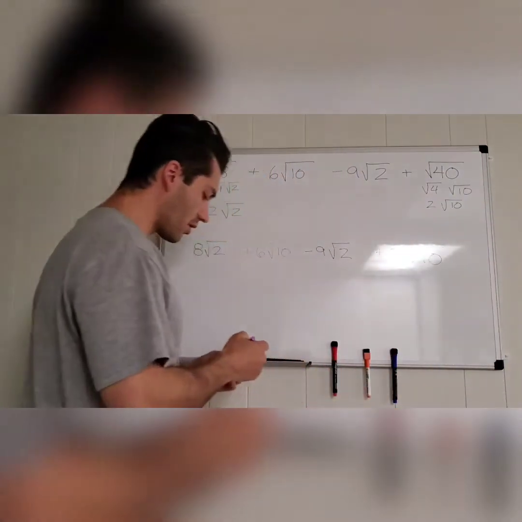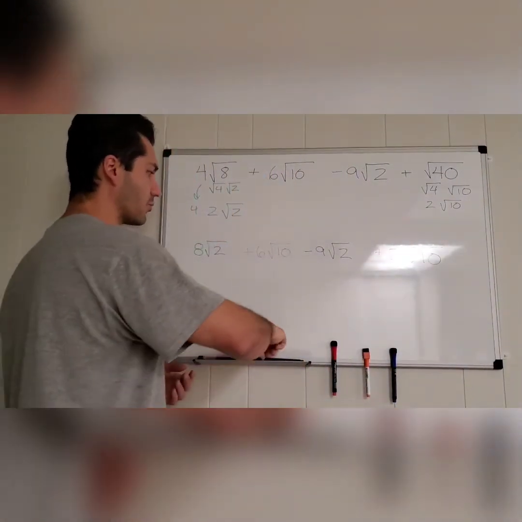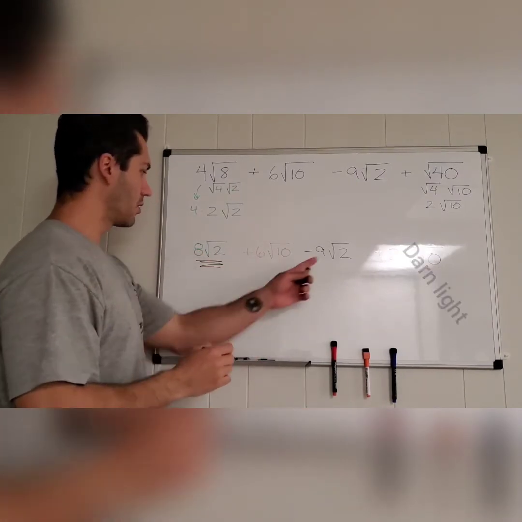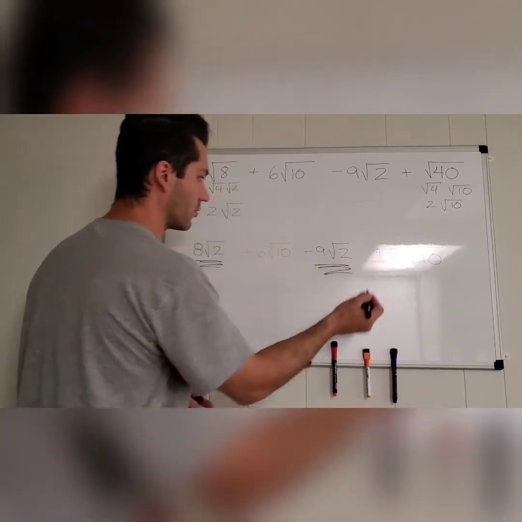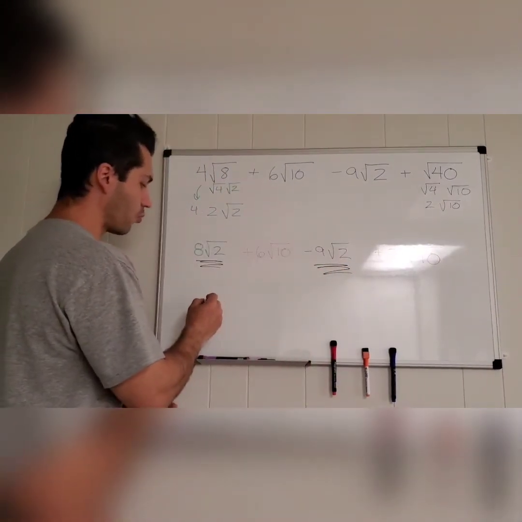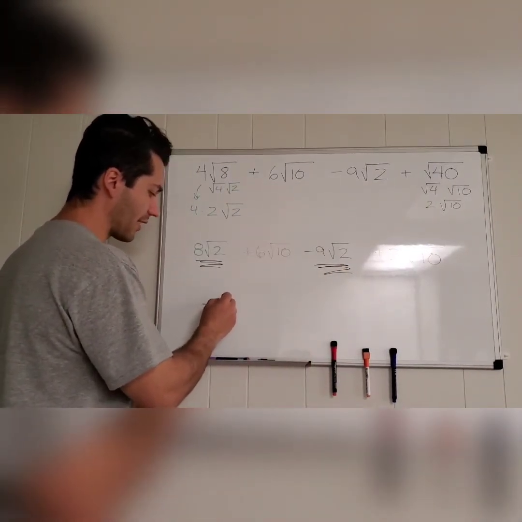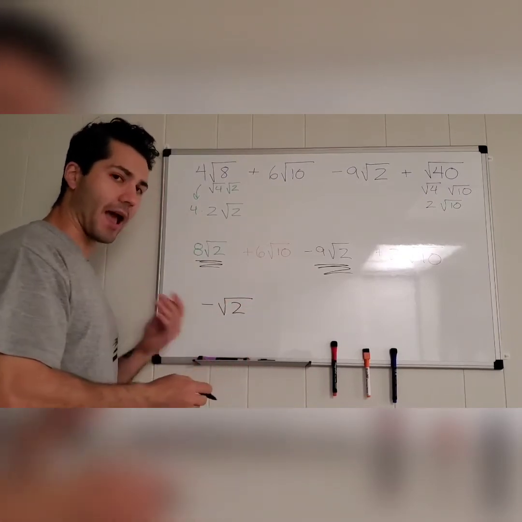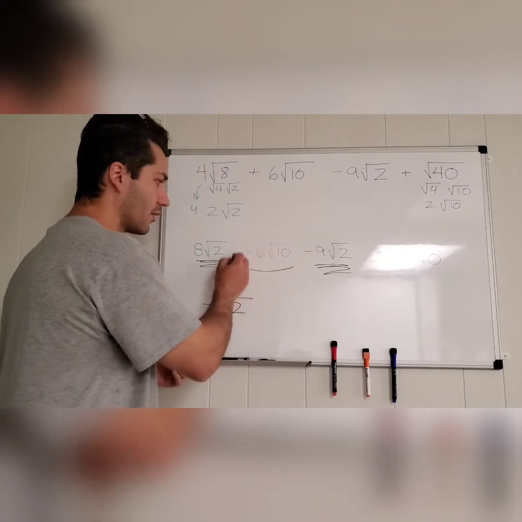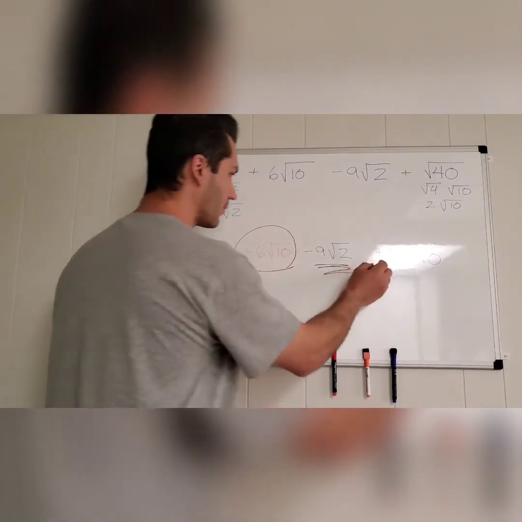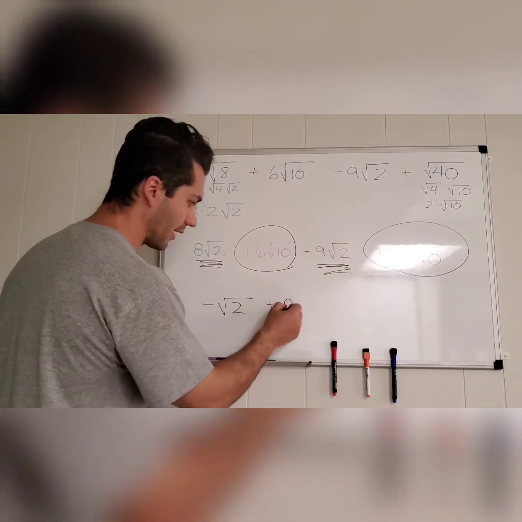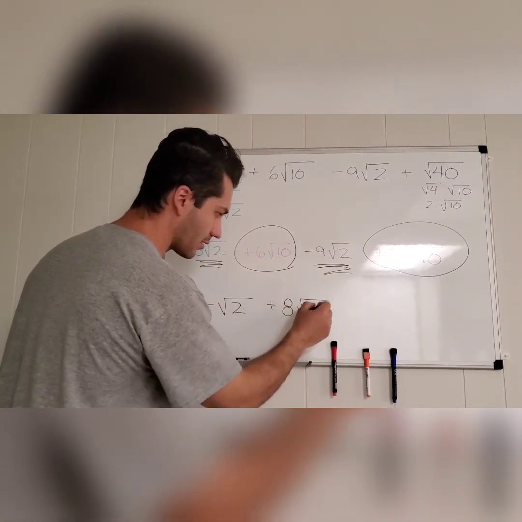And now when you look, you should see those like terms. 8 radical 2 minus 9 radical 2. That's a minus 1 radical 2. I'm just going to write it as a negative radical 2. If you want to put the 1 there, it's not wrong. You can absolutely do it. 6 radical 10 plus 2 radical 10. That'll be a plus 8 radical 10.